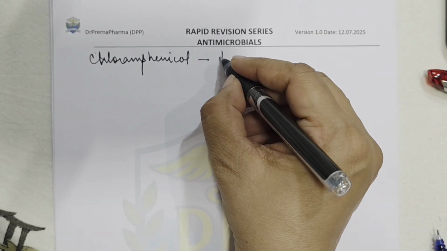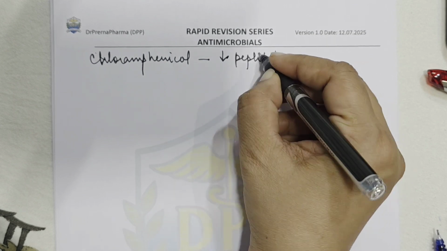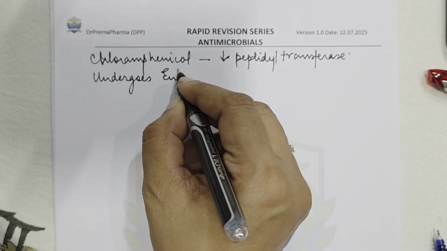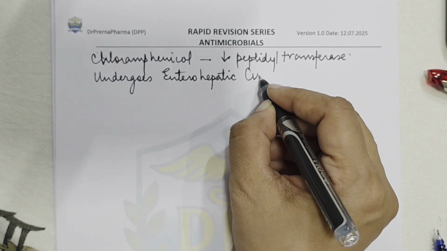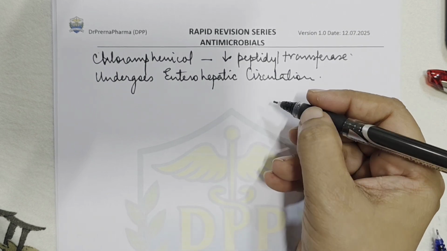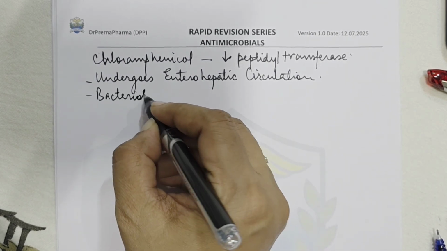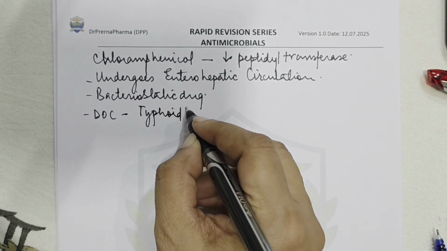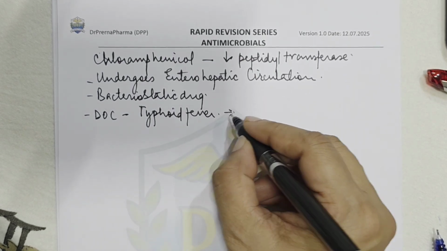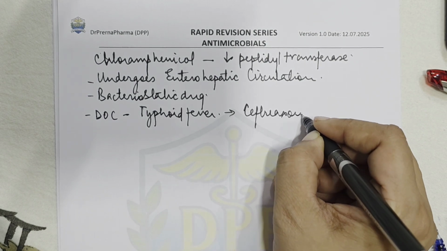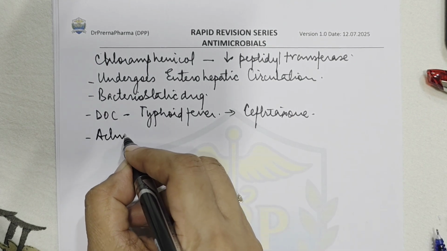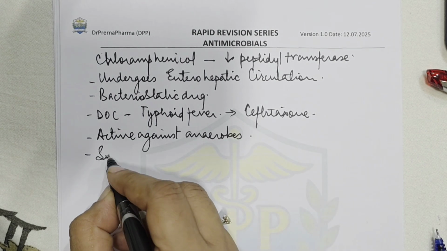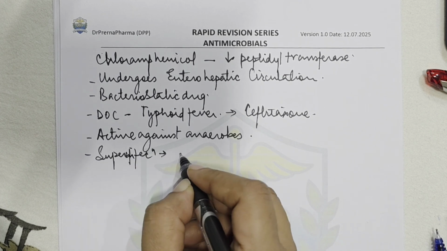Now chloramphenicol basically inhibits the peptidyl transferase. It undergoes enterohepatic circulation. Right? It is a bacteriostatic drug. It is the drug of choice in typhoid fever, but due to development of resistance, now the drug which we use is ceftriaxone. Right? It is also active against anaerobes. Now it can result in superinfection because of its broad spectrum.